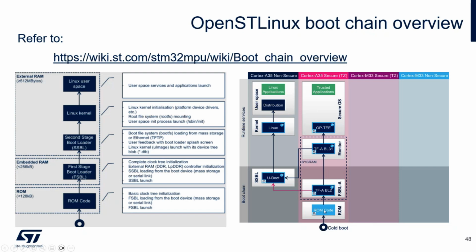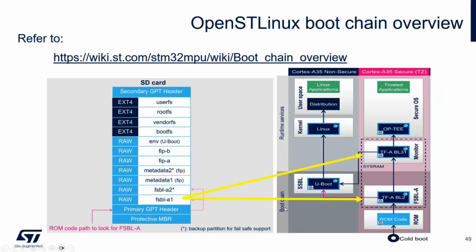So we have the ROM code. The ROM code is going to download from the flash inside the internal RAM the first stage bootloader, TFA. TFA will install the FIP partition, and the FIP partition contains U-boot and also OP-TEE and the TFA BL31. Once all this is installed, the monitor will start U-boot, and then U-boot will download from the flash the Linux kernel, which is in the bootfs partition. So here we have exactly what we see.